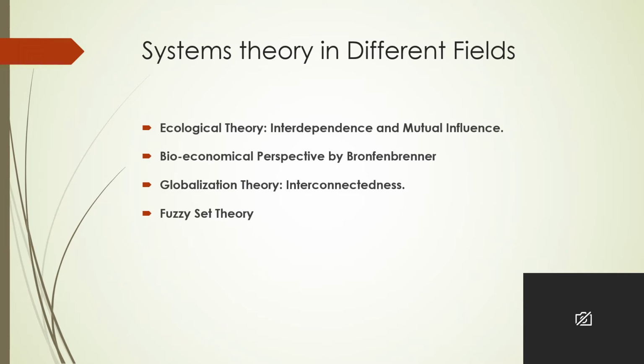The theories that we see in this slide are the predecessors of the general systems theory. They all have something in common with the theory. There is ecological theory, which promotes interdependence and mutual influence, the bioecological perspective by Bronfenbrenner, globalization theory, which describes interconnections, and the fuzzy set theory, which has to do with mathematics.